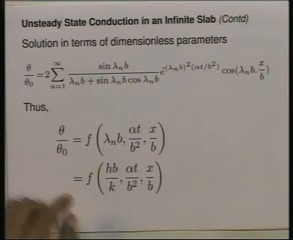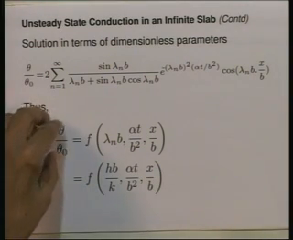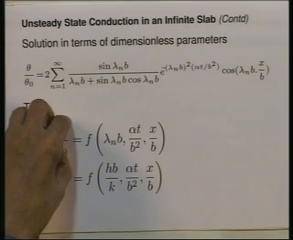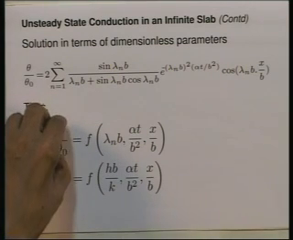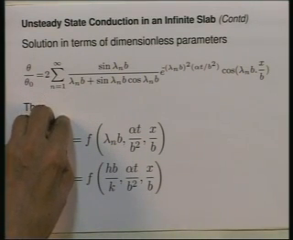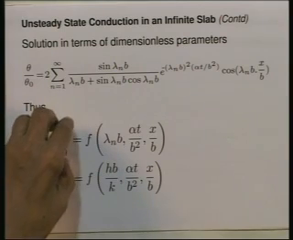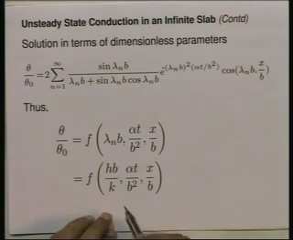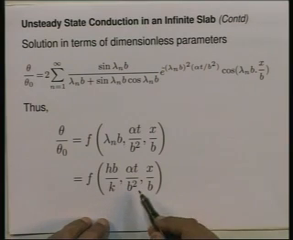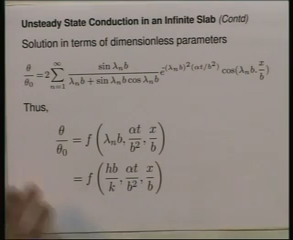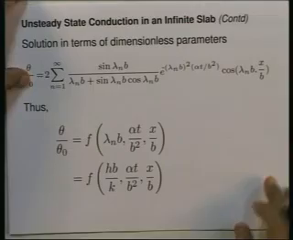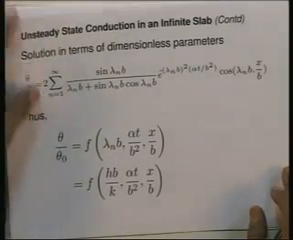The dimensionless temperature on the left hand side, the dimensionless temperature of any point in the slab, theta by theta naught, which can vary from 0 to 1, is a function of 3 dimensionless numbers: h b by k, alpha t by b squared and x by b. Now, let us look at the significance of these 3 numbers.